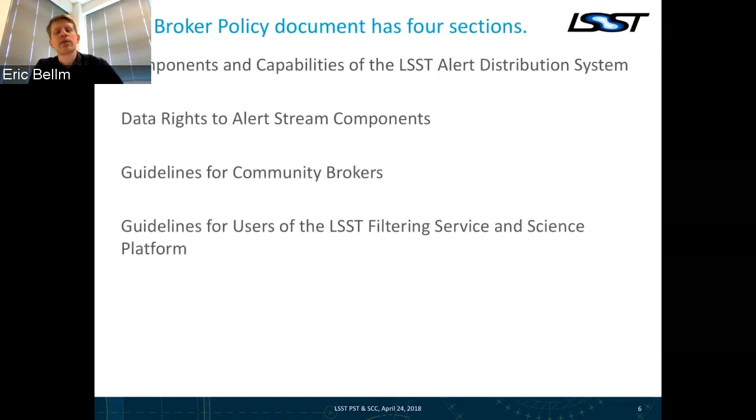Okay, so the document has 4 sections, which I'll go through in slightly more detail. The first is reviewing, again, as I just did, what the LSST alert distribution system is, what the parts are, what the bandwidth limitations are. There'll be a little bit on data rights. That's mostly handled by another document, but it's useful to summarize here. There'll be a big section on guidelines for community brokers, outlining the proposal process we envision. And I think it's also useful, particularly for science users, to describe the MiniBroker system, what that does, and how it might be of use for their science goals.